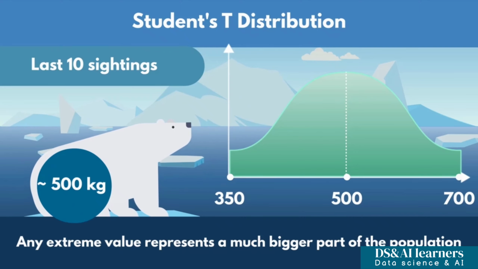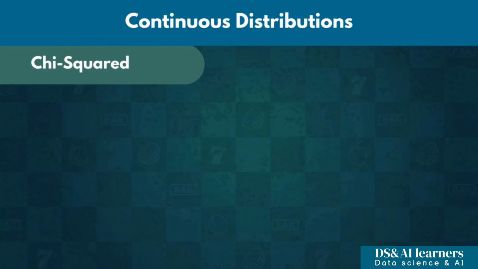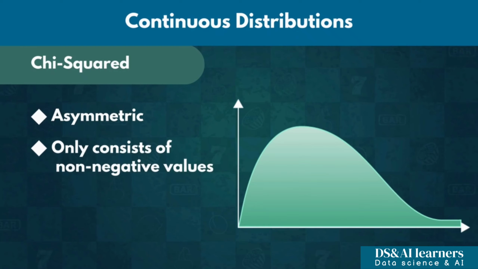Good job, everyone. Another continuous distribution we would like to introduce is the chi-squared distribution. It is the first asymmetric continuous distribution we are dealing with, as it only consists of non-negative values. Graphically, that means that the chi-squared distribution always starts from 0 on the left. Depending on the average and maximum values within the set, the curve of the chi-squared graph is typically skewed to the right.